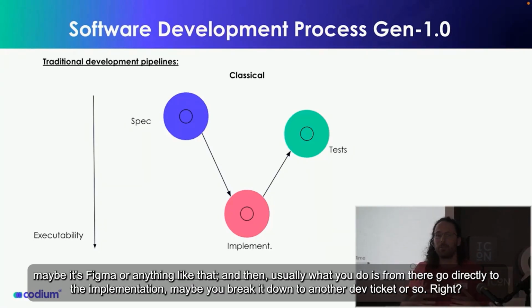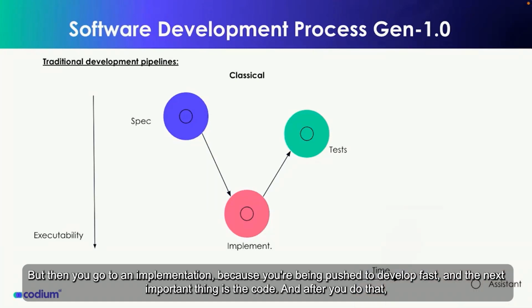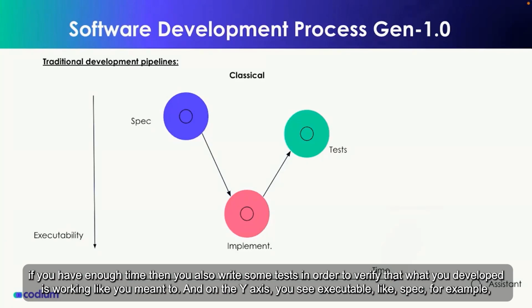And then usually from there you go directly to implementation. Maybe you break it down to another dev ticket, right? But then you go to implementation because you're being pushed to develop fast. And the next important thing is the code. And after you do that, if you have enough time, then you also write some tests in order to verify that what you developed is working like you meant it to.